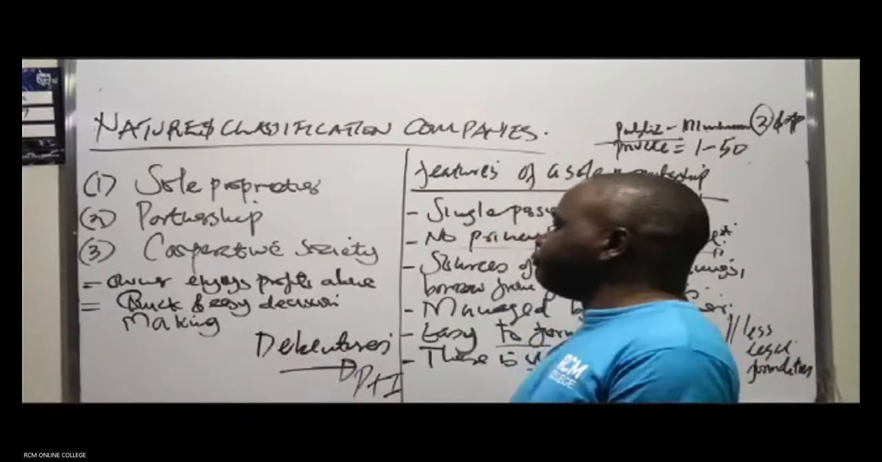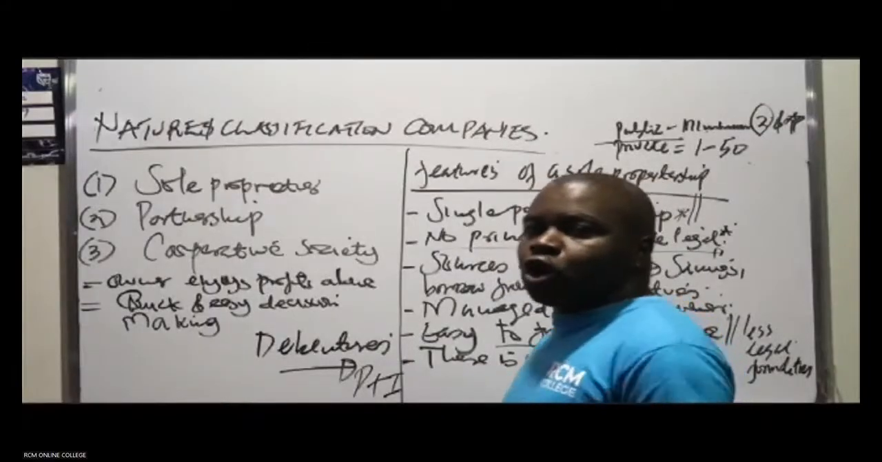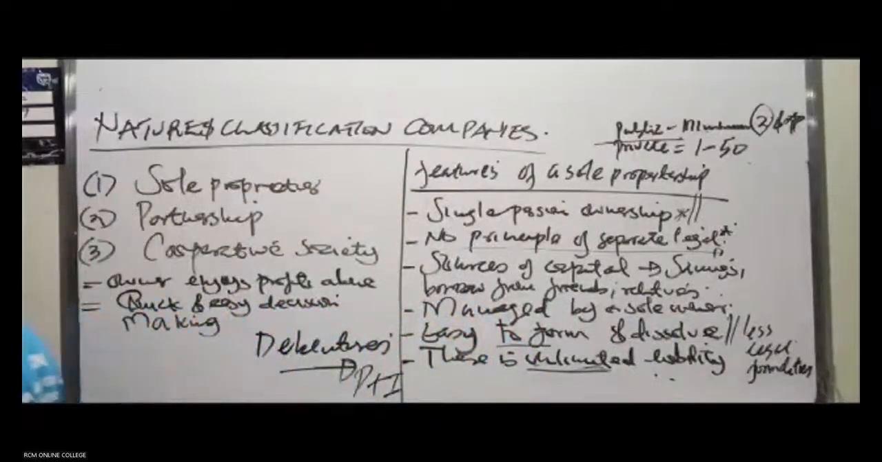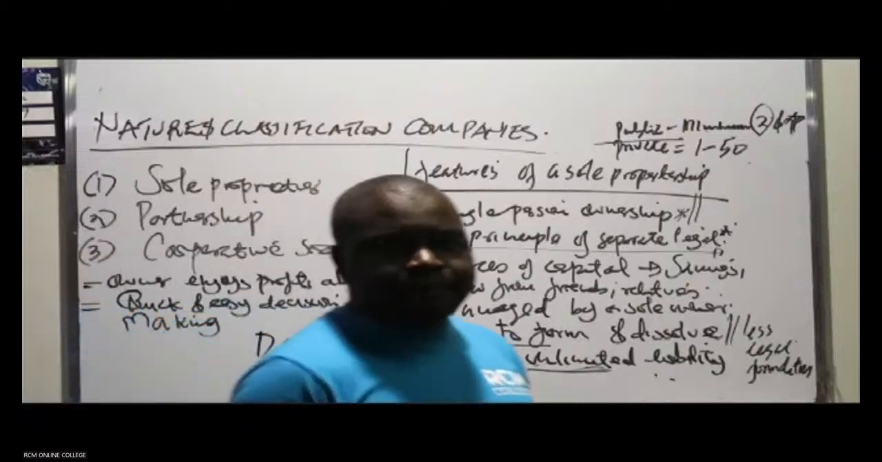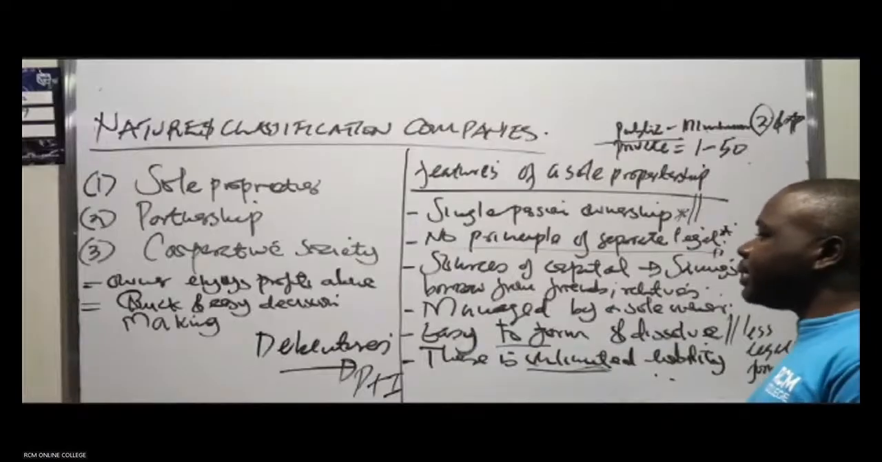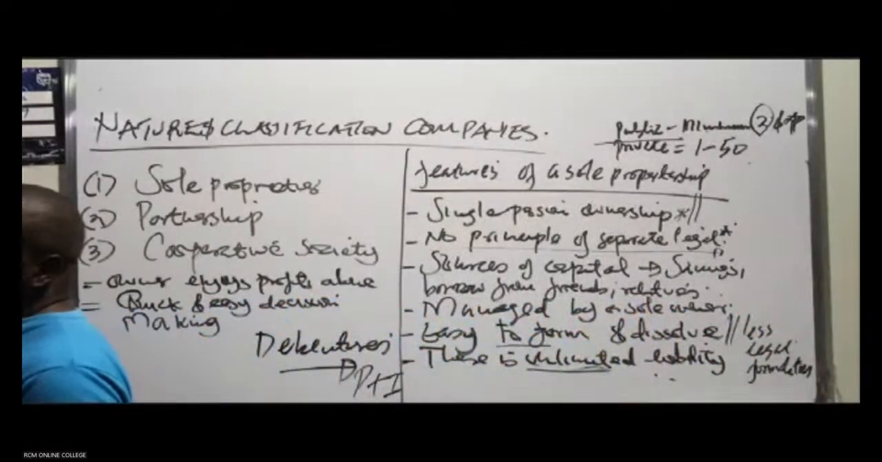The last one, it is quick and easy to make what? Decisions. It is quick and easy to make decisions, because you are the sole owner. You don't have to consult anyone. But in a company, before you make a decision, members of the company at least have to convene at a general meeting to decide and actually be able to pass a resolution.